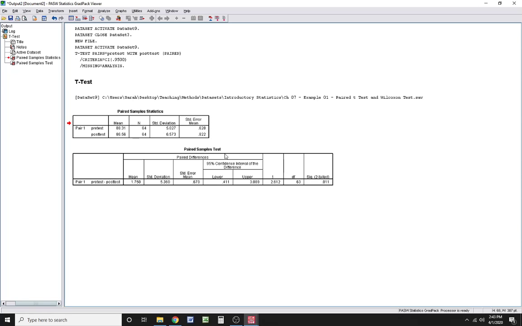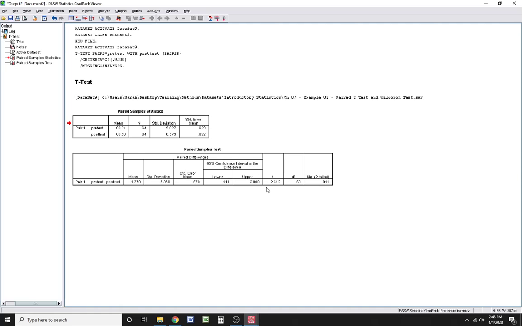So now, paired samples test. It tells you right here that it did pre-test minus post-test. So it took this 88.31 and it subtracted 86.56. That's all it did. And then it told you what that difference was. The difference was 1.75. Okay, that's positive, which means the pre-test was bigger. So these means and standard deviations are the mean difference and the standard deviation of the difference. So don't report those. Report these means and standard deviations.